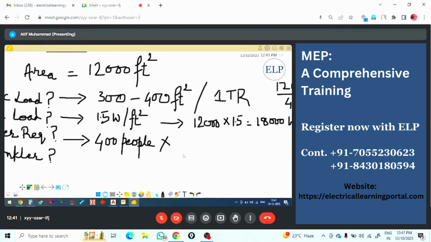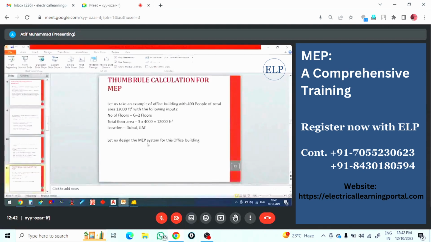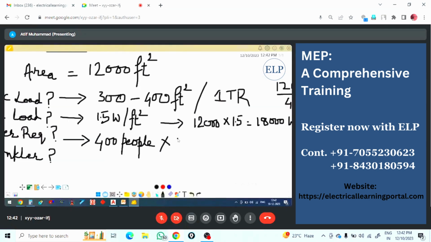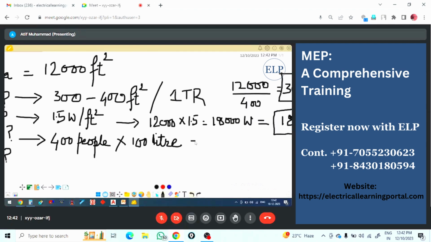Generally you can see different buildings have different water requirements. For an office building, the requirement is different. For a residential building, the requirement is different. So every building has a different requirement of water. Here in this example, I have taken 100 liter of water. Suppose every person requires 100 liter of water per day. So how much is the water requirement for one day? You just multiply this 400 into 100 liter. It will give you 40,000 liter.